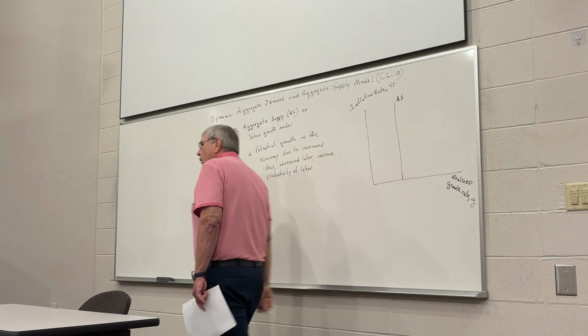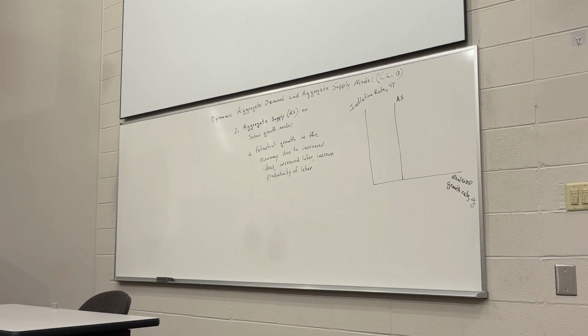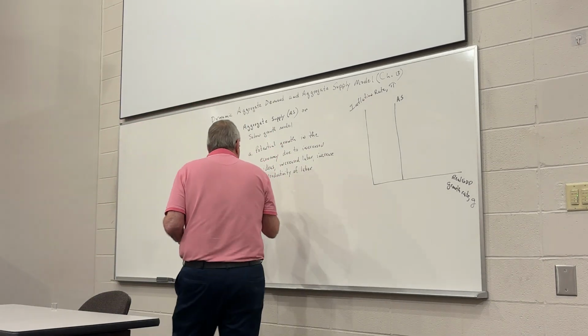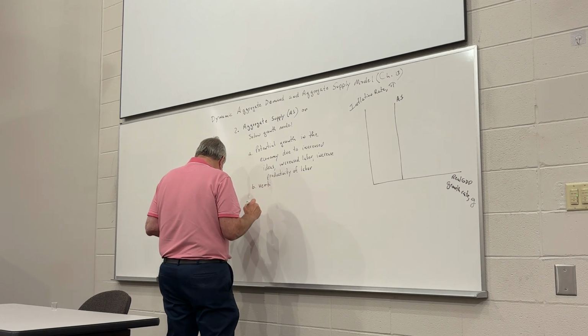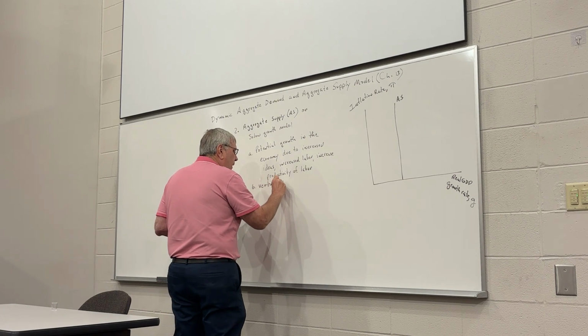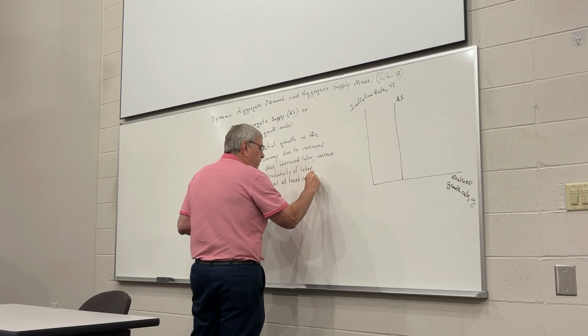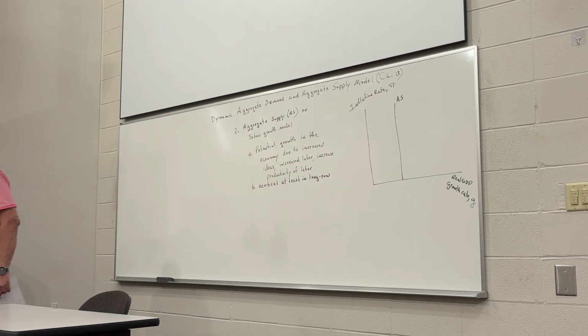So we have a vertical aggregate supply curve. So it's vertical unless something changes. Or vertical at least in the long run. We'll talk about when it might not be vertical. That's going to be an important part of this, but to start off, we want to talk about it as vertical.